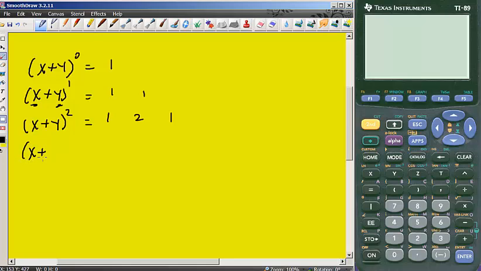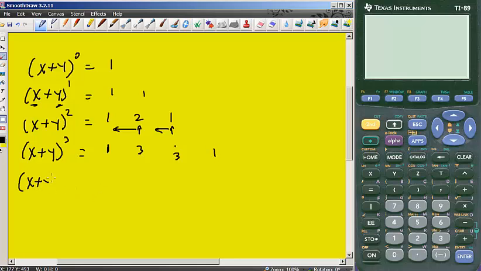So here's a little trick. When I raise x plus y to the third, my first term's always going to be 1. To get this, I just look up and add the one previous to that, which is going to give me 3. And to get this number, I'm going to look up and add the previous one to that, get 3. And then the last one is always 1.